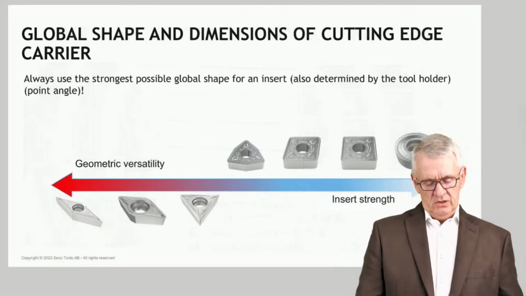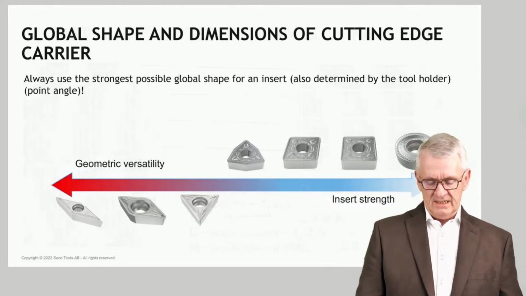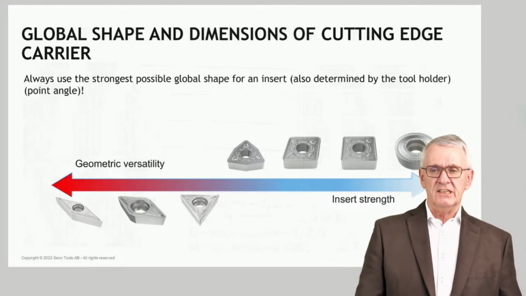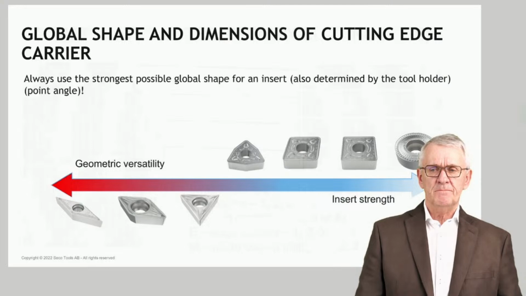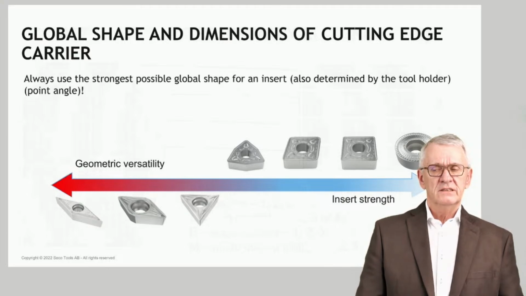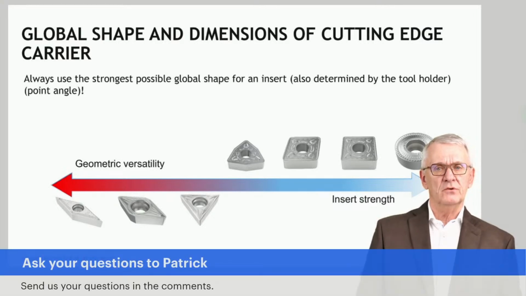Now, some things related to this. The global shape of an insert, if you allow me to call it like that, as it is defined by the rake face, the clearance face, and the point, has a big impact on the total strength of the tool. The bigger the point angle, as we will refer to it later on, the higher the overall strength of the tool is. Strength in the sense of resistance to breakage.